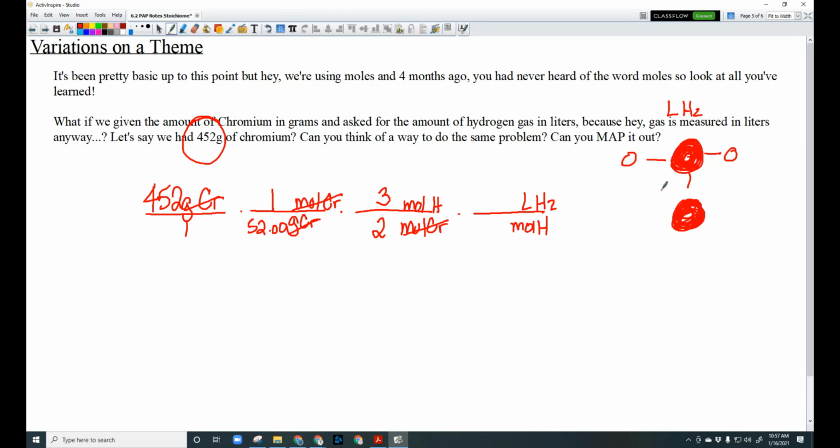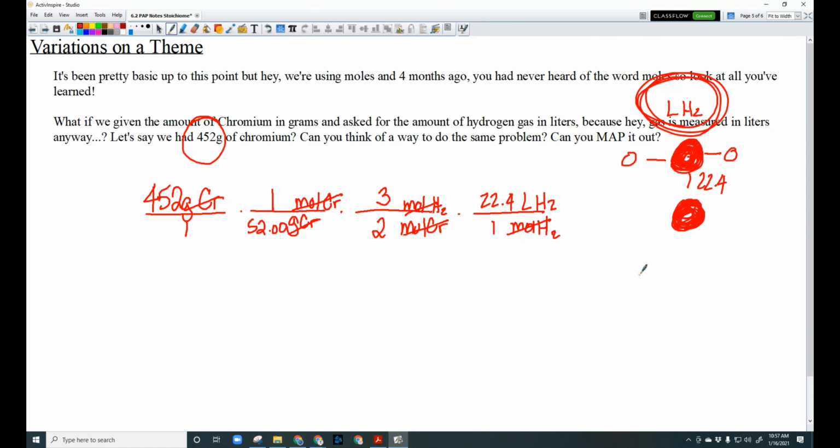Okay. What is this equivalent? 1 mole of gas is equal to 22.4 liters. So I'm going to put 22.4 liters. These are equivalents. What can I cancel? Moles of hydrogen. Oops, I forgot my 2 there. All right, so now I have liters of hydrogen. That's what I want for my answer. So all I have to do is the math now.